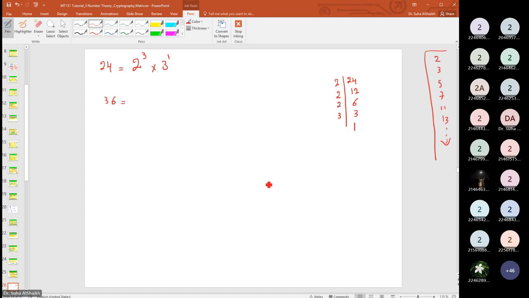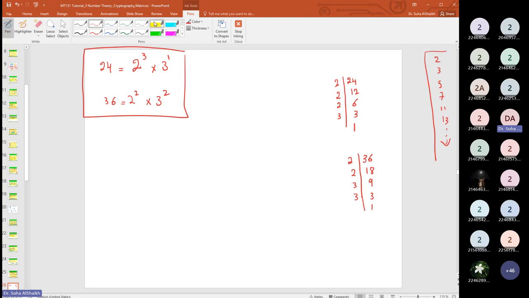Right? We're gonna do the same for the 36. The 36 is divisible by 2, the result is 18. Divisible by 2, 9. Divisible by 3, 3 by 3, and 1. So the 36 is 2 power 2 and 3 power 2. We write the two prime factorizations in a way that 2 is aligned with 2 and 3 is aligned with 3. We call it the balanced way. We write it in a balanced way: 2 with 2 and 3 with 3.